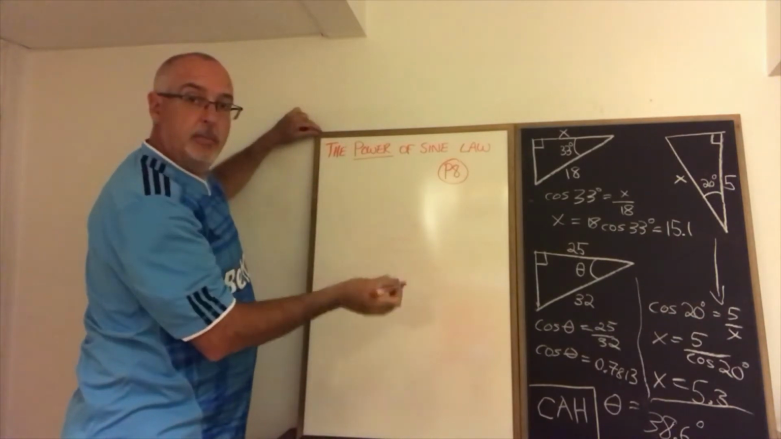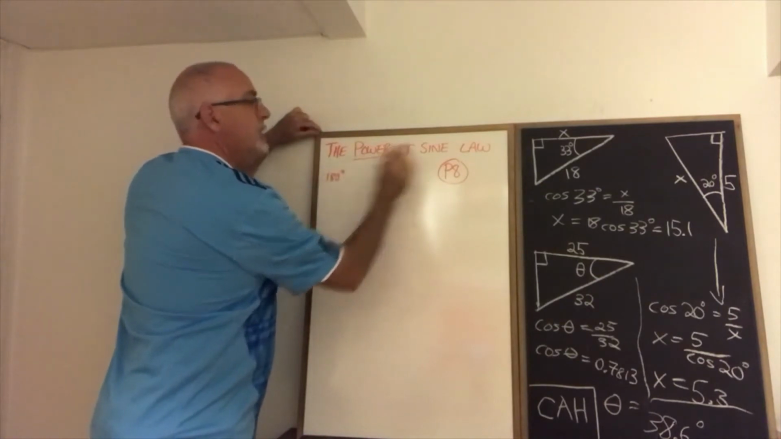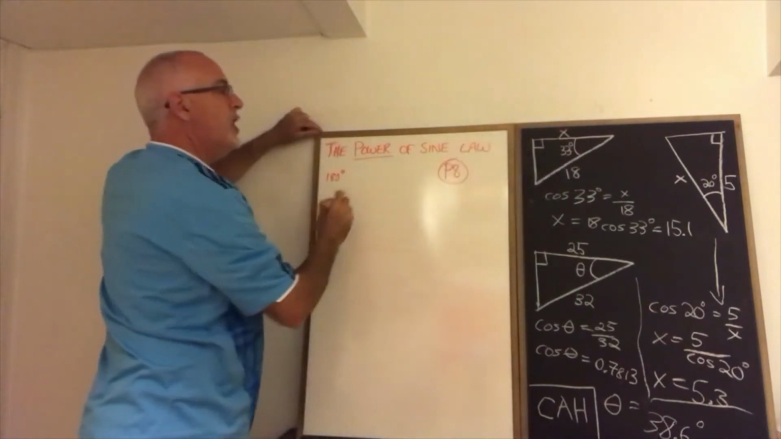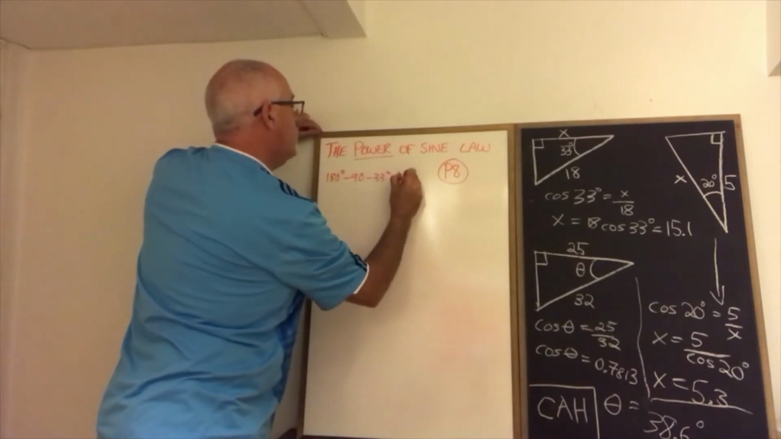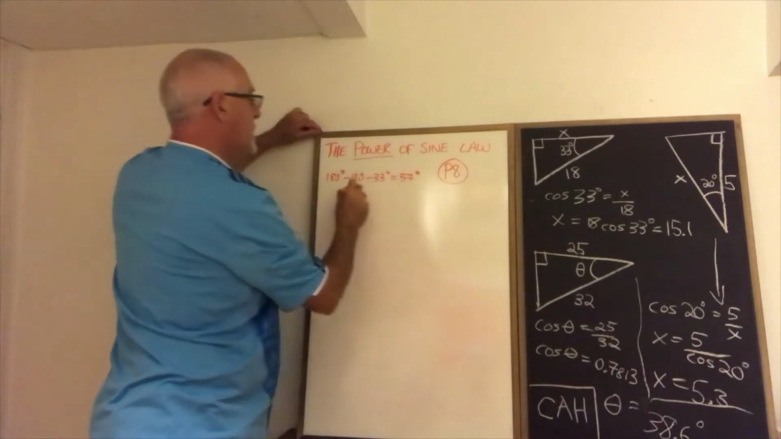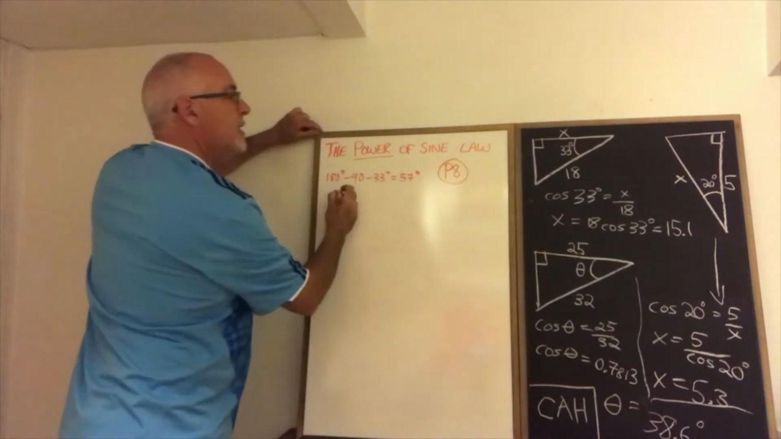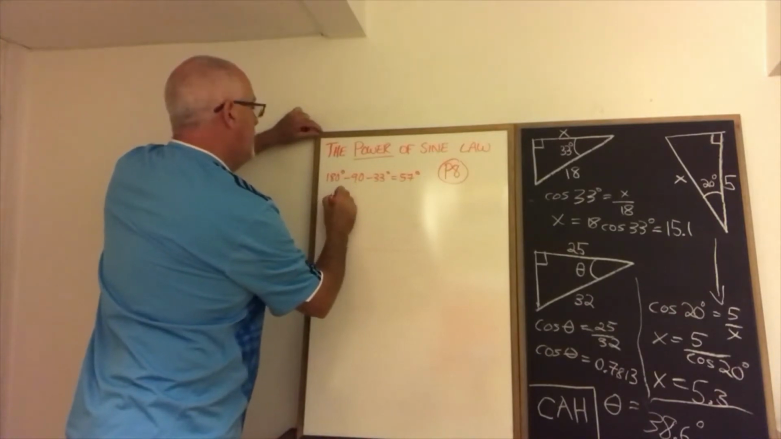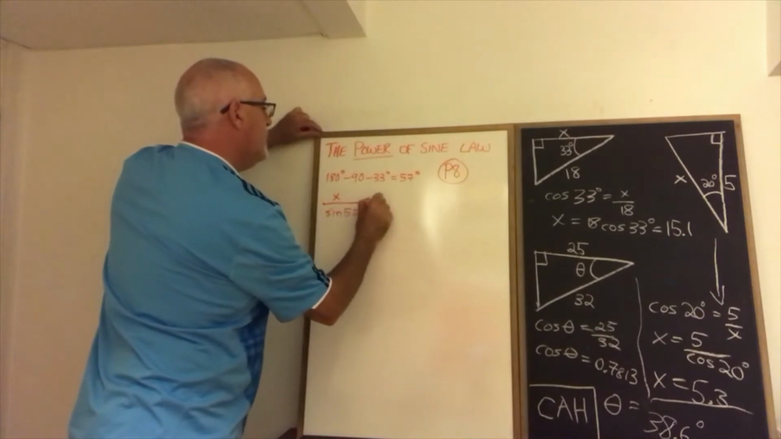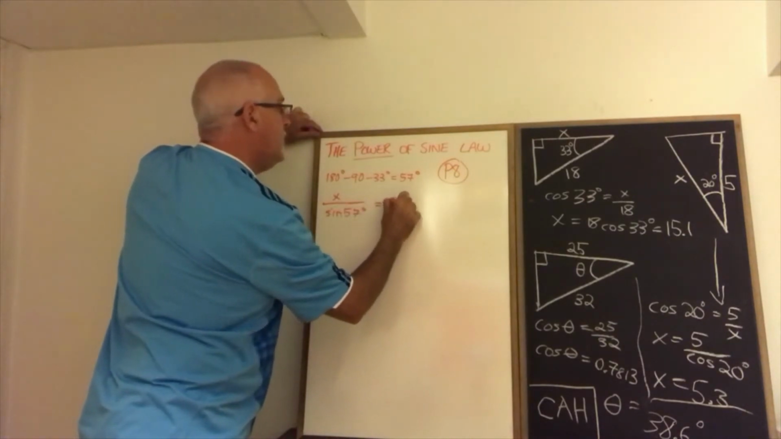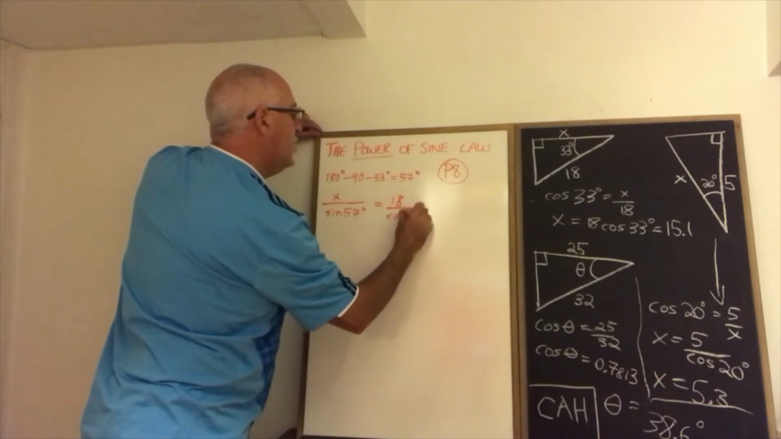I have an extra step I have to do, which is subtracting from 180. 180 degrees, the total of the three angles in the triangle, minus 90 minus 33 is equal to 57 degrees. Now that I know the 57-degree angle that goes here, I can apply sine law. X over sine of 57 degrees has to be equal to 18 over the sine of 90.